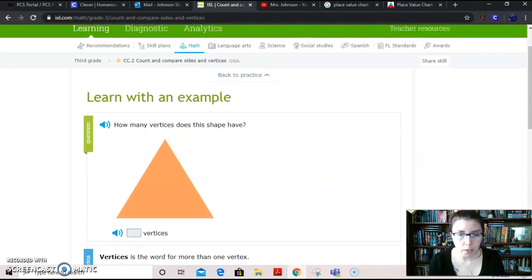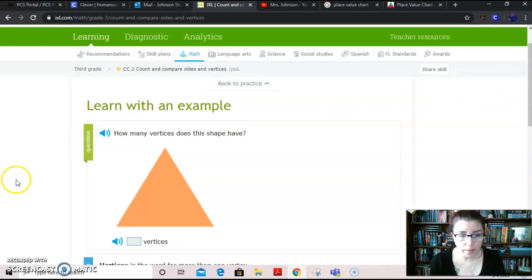Don't lose track, especially if you're looking at a shape that has many, many sides, so many vertices. Don't lose track of where you stop and start because it'll throw you off. All right, that's pretty simple.